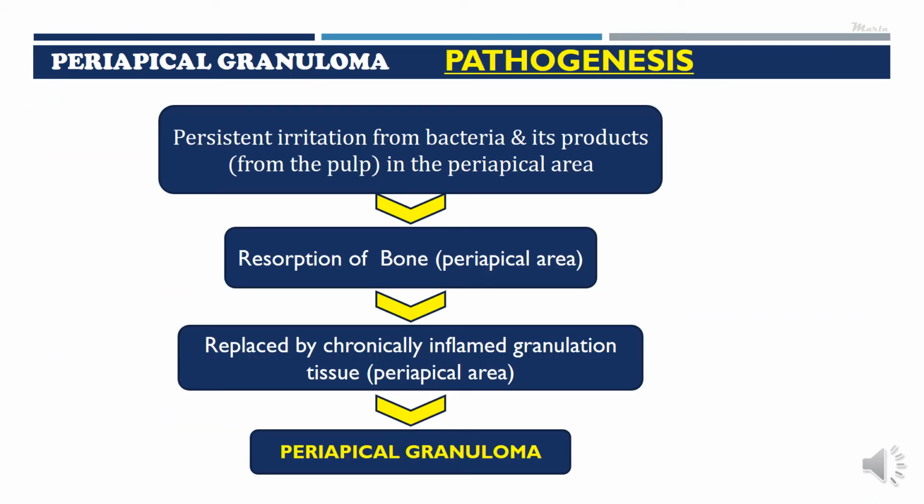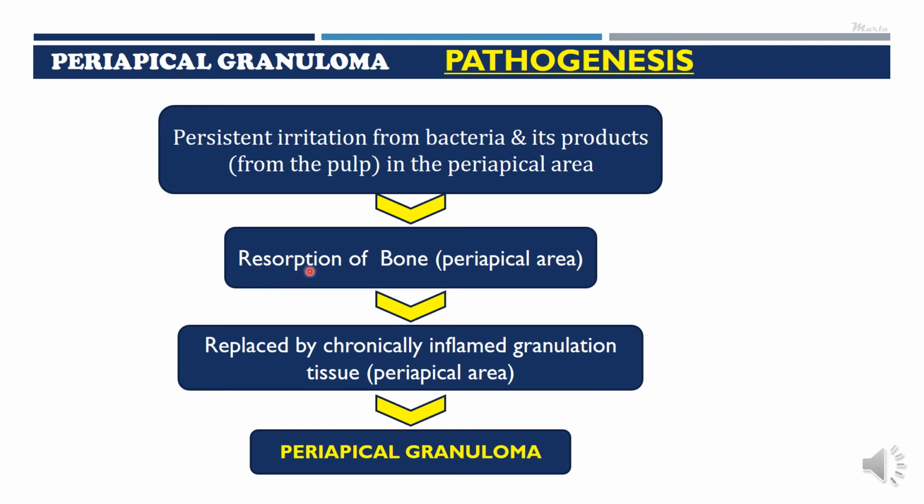The pathogenesis of periapical granuloma is basically related to the presence of a chronic inflammation, a persistent irritation from bacteria and its byproducts involving the pulp and moving into the periapical area. So a chronic case of pulpitis which has progressed into the periapical area and remains chronic in nature will result in bone resorption. This bone resorption can be seen as a radiolucent area.